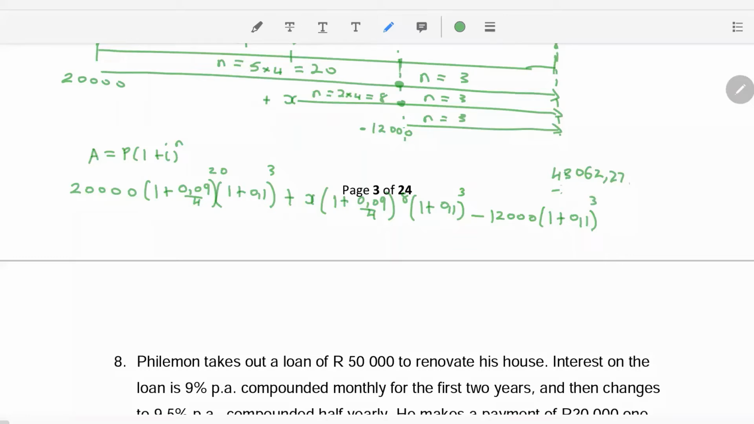And all these transactions, the deposits and the withdrawals, leave us with a balance in an account, and the balance is 43,062.27. So we have created an equation that we need to solve algebraically.